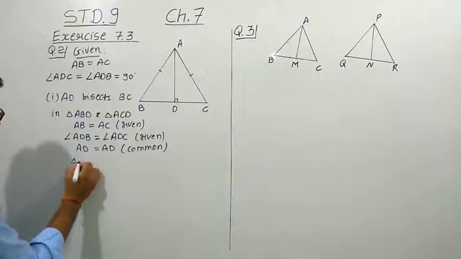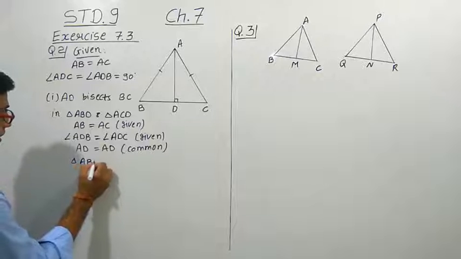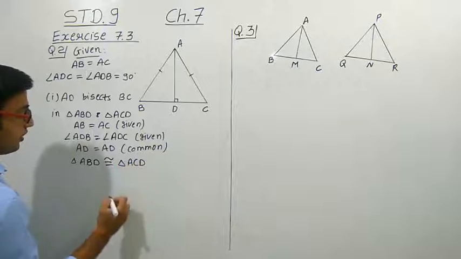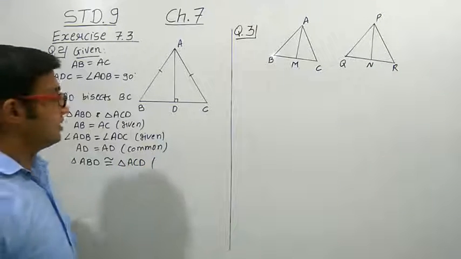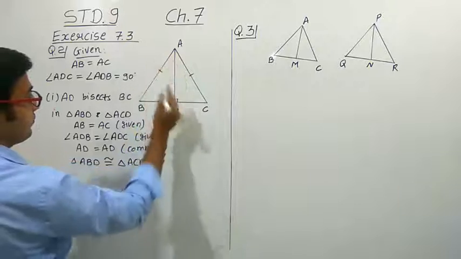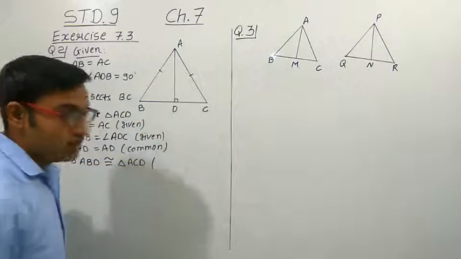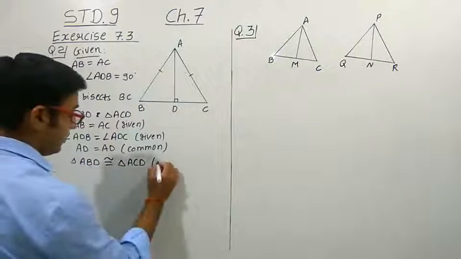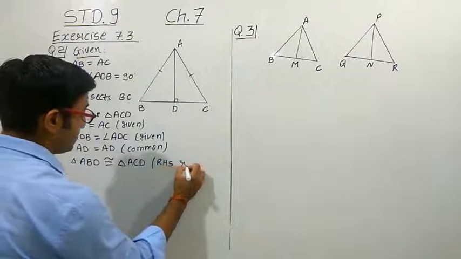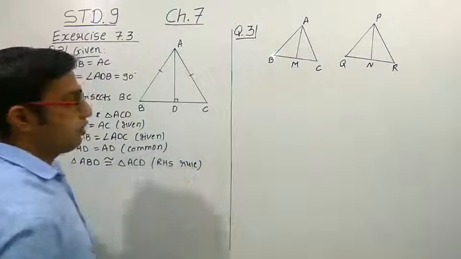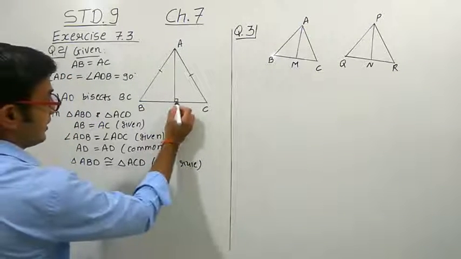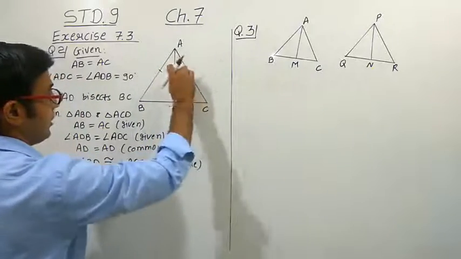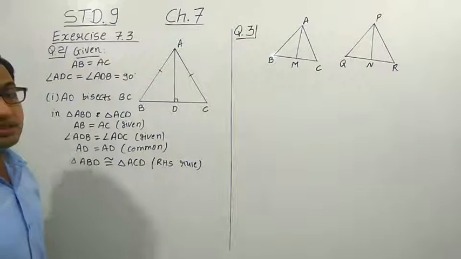We can write down triangle ABD is congruent to triangle ACD. Now, by which rule? See, here we have this side, this angle and this side. So there is no criteria side angle or angle side. Yes, this criteria is RHS. This is the RHS rule of congruence. Because there is a right angle, hypotenuse and one side. Right angle, hypotenuse and side. So this is the RHS rule.